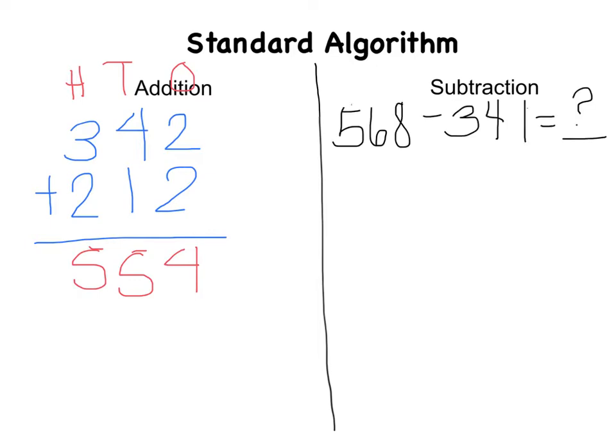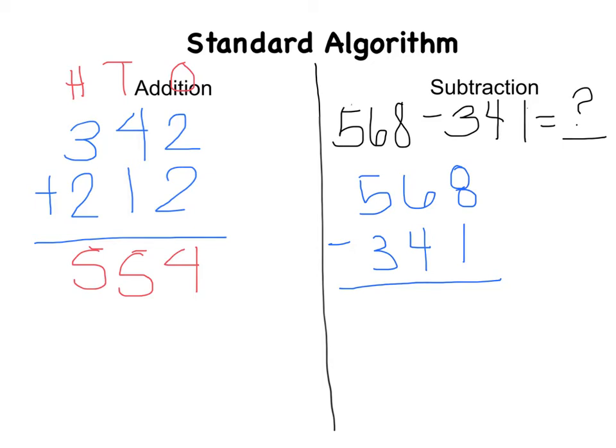Let's try a subtraction problem now. Suppose I'm given the equation 568 minus 341. We need to find the difference. When using the standard algorithm method, I'm first going to rewrite my equation. So I will write 568 minus 341 equals.